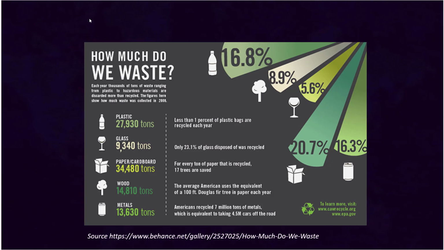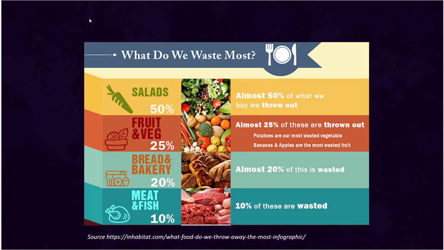So let's look at how much we waste in our society, because the reason why we look at plastic bags is what are they being used for. Plastics we end up using the most, and our society right now is using a lot of plastic. There you can see glass and cardboard comes into it, wood products, and then metals. But when you look at what we waste most, we're looking at 50% of the salad greens, 25% of the fruits and vegetables, then bread, and then the bottom is the least wasted of meat and fish. And if you think about your refrigerator, that's probably true.